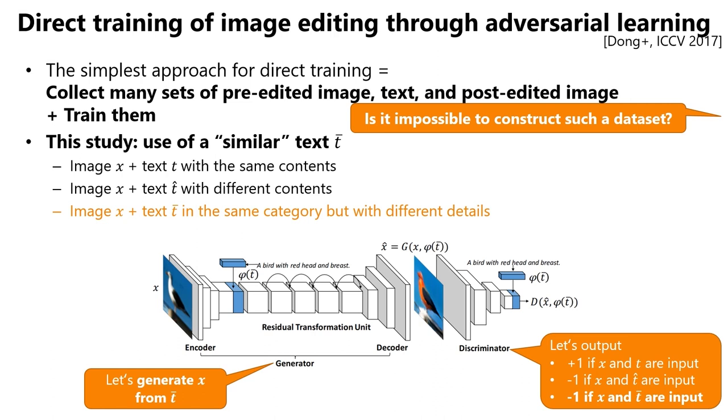In the simplest case, if we wanted to perform supervised learning of this kind of image editing, we would need to collect many sets of an image before editing, the text of editing instructions, and another image showing after editing. This is indeed difficult, isn't it?